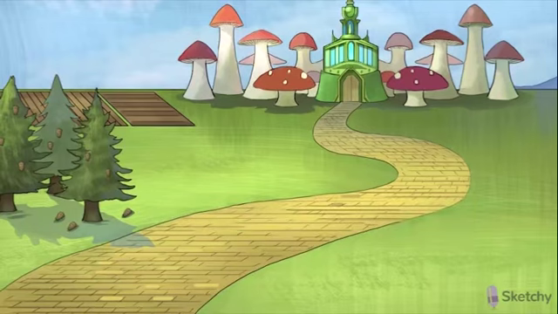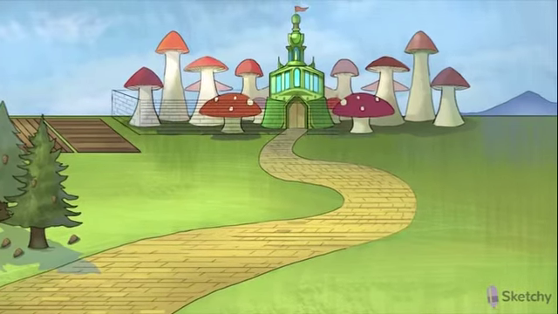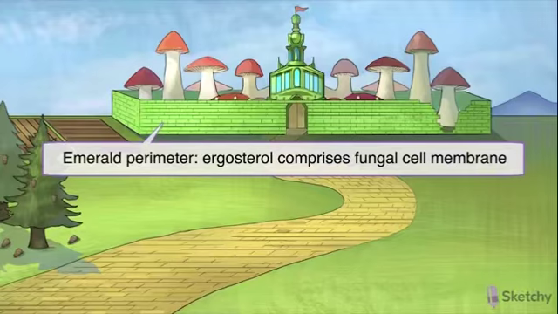Like we mentioned in the amphotericin sketch, the cell membrane of fungi is composed of ergosterol, not cholesterol, and antifungal drugs often exploit this difference. Ergosterol will be represented by the building blocks comprising the perimeter of the Emerald City. Think emerald ergosterol, just like the fungal cell membrane. Notice, too, that the Emerald City even has a postmodern fungal architectural design.